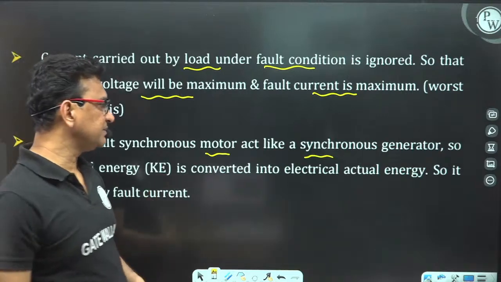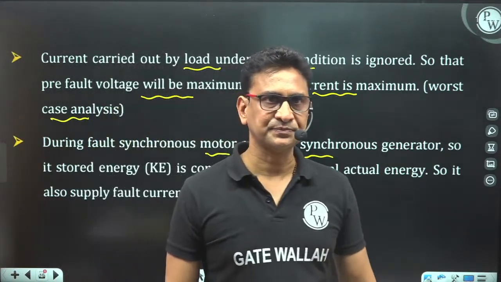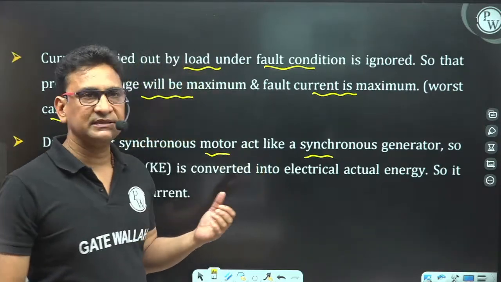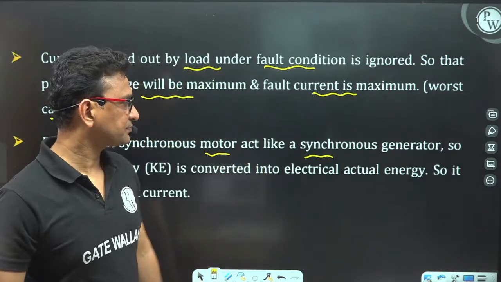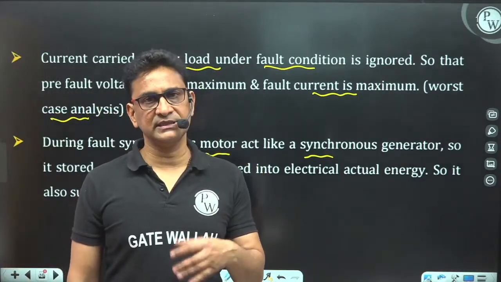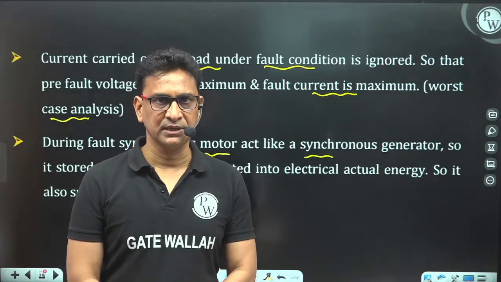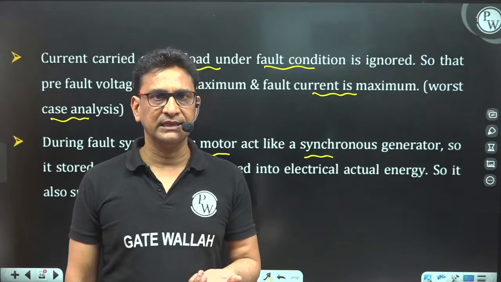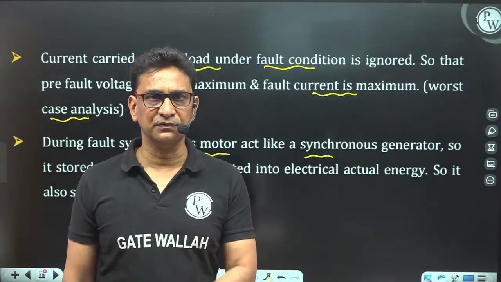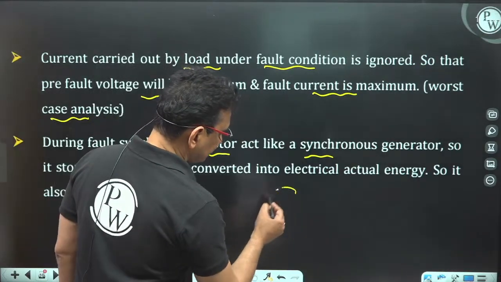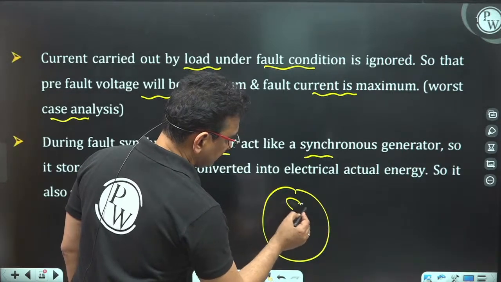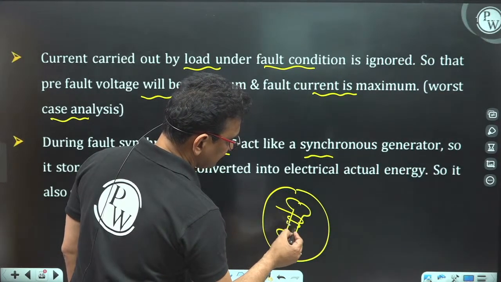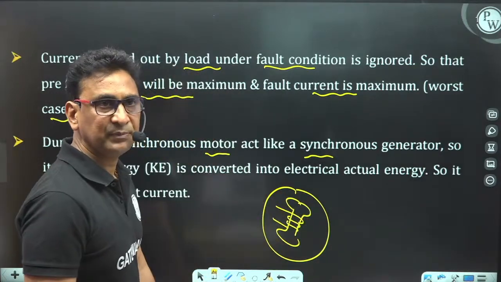See, what is the main difference between the synchronous motor and the synchronous generator? In the synchronous machine, whether it is a motor or generator, we have two main components. One is the stator, second is the rotor. The stator of a synchronous machine is also called the armature, and the rotor of a synchronous machine is called the field. So see, we have two types of winding. One winding is called the field winding. The rotor may be either cylindrical type or salient pole type.